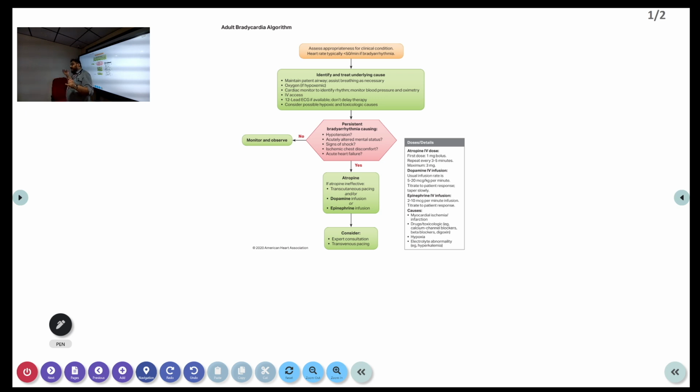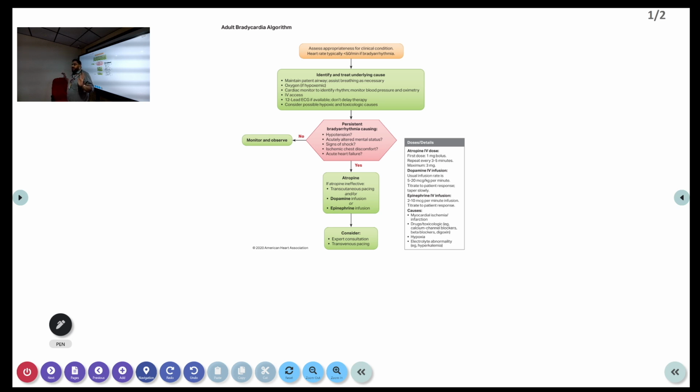Atropine will increase the heart rate. So atropine 1 mg stat, maximum dose of 3 mg. You can give it at 3 to 5 minute intervals. You can give atropine, and the next thing, if it fails, the option is transcutaneous pacing. If transcutaneous pacing is not available, you can think of dopamine or epinephrine infusion. If both fail, you have to go for transvenous pacing, and meanwhile you look for the causes of why this patient is having bradycardia. So the bradycardia algorithm is pretty simple.